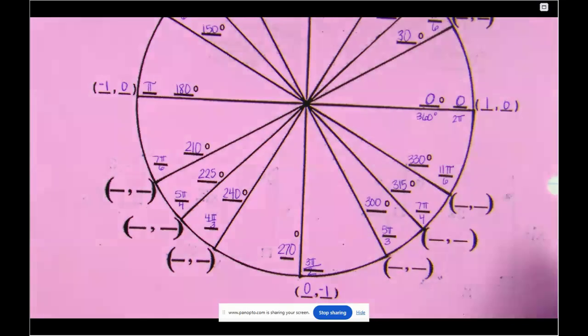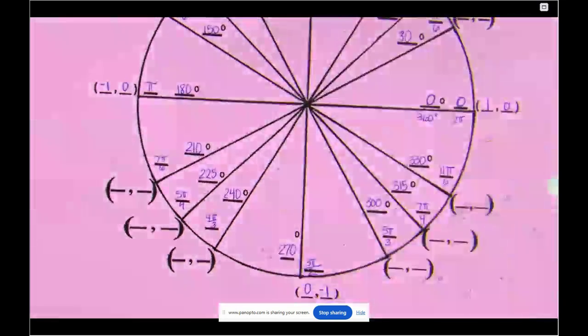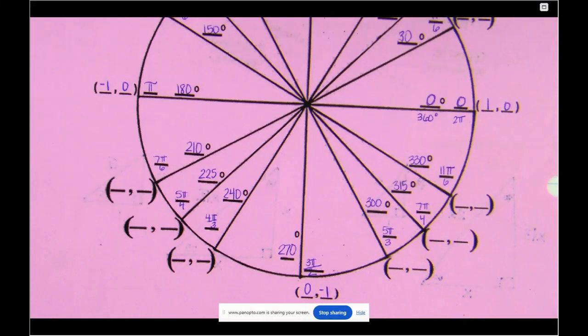Now, by the end of the lesson, we are going to have all of these coordinate points filled in. This is on your paper, but it requires too much flipping back and forth. So let me remind you that on a 30, 60, 90 triangle, the sides are 1, 2, and the square root of 3. And this is a 45, 45, 90, which is a 1, 1, square root of 2.